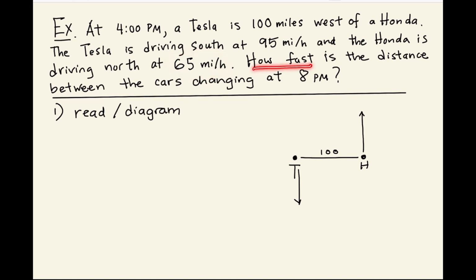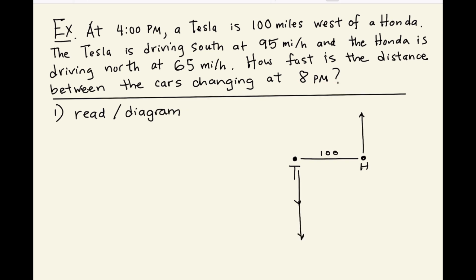How fast is the distance between the cars changing at 8 p.m.? This tips me off that we're looking for a derivative. At 8 p.m., let's suppose the Honda is here and the Tesla's here. This isn't exactly to scale. But the distance between those cars is going to be given by the length of this segment right here. So that's the diagram I have right now. And since the cars are driving directly north and south, I know that these are right angles and these are right triangles.